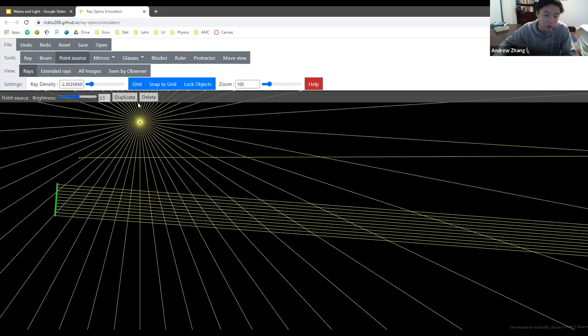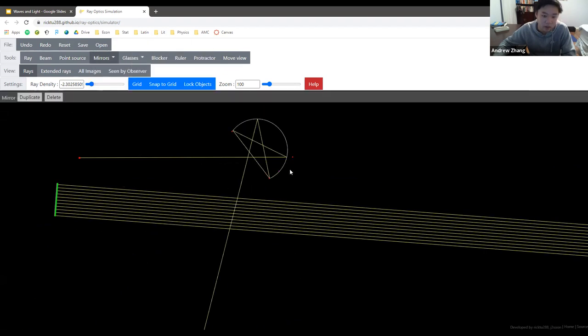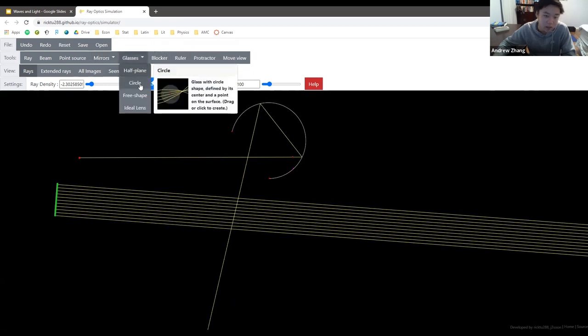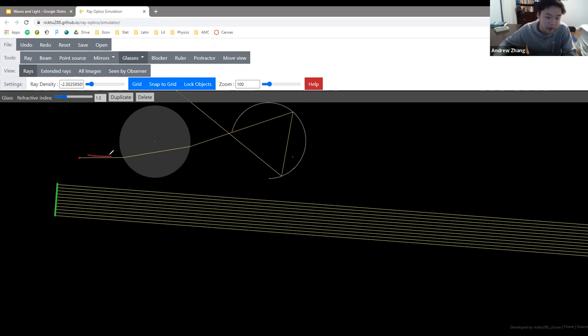And then you can also make something like a point source, which gets kind of cluttery, so I just won't do that for now. But you can make a bunch of mirrors, and different kinds of mirrors, and you can see how that works. And then you can make glasses, lenses, basically, and something like a circle. And you can see how Snell's law is in action here, because as it leaves this medium, it enters the glass, and as it leaves this one, it enters again, and you can see how the angle's changing between them. As it hits the mirror, it reflects off the tangent line, like this, and so on and so forth.